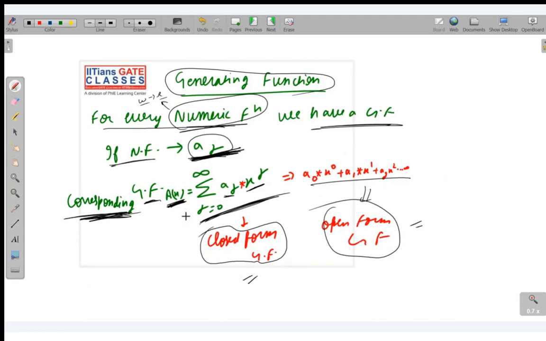So this is the keyword. Whenever in the GATE exam you see the sum from r = 0 to infinity, or any infinite sum kind of thing, immediately you will say the question is of generating function. So this is the way to check in the GATE exam. Please take a snapshot. I will jump to the next slide.